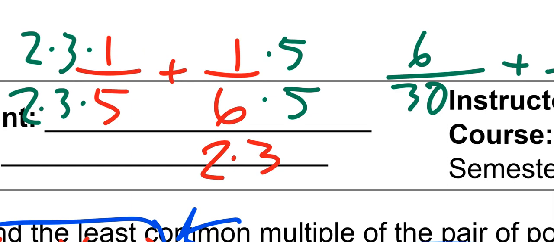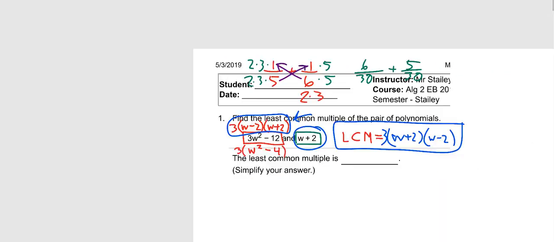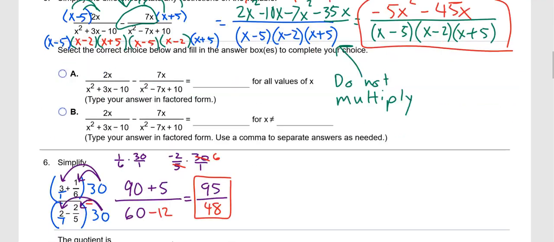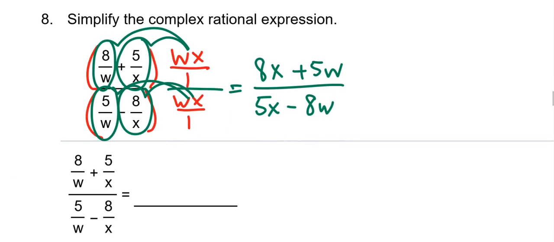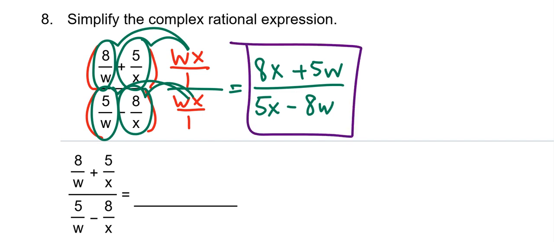Some of you would say to me, well, Mr. Staley, why can't I just do this times this and this times this? That works because they have nothing in common. So that's true, it would work in this situation. But the reality is you're multiplying by the common denominator WX. That's what's giving you your final answer.